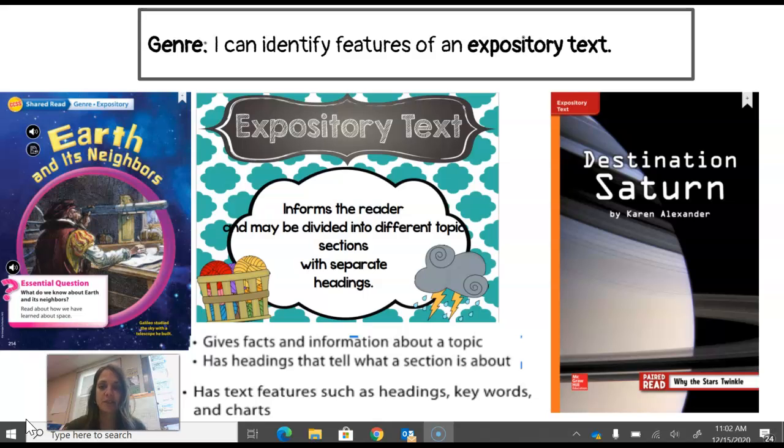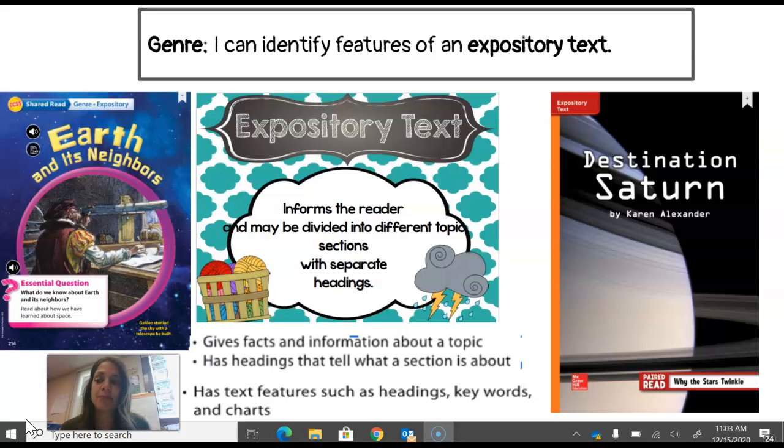Well, if we look in the middle of our page at the green teal anchor chart, we'll notice that an expository text informs the reader and may be divided into different topic sections with separate headings. And those headings give us a clue to what each section will be about. So if we look at the bottom at the 3 bullets, these bullets split up the features of an expository text. It gives facts and information about a topic.